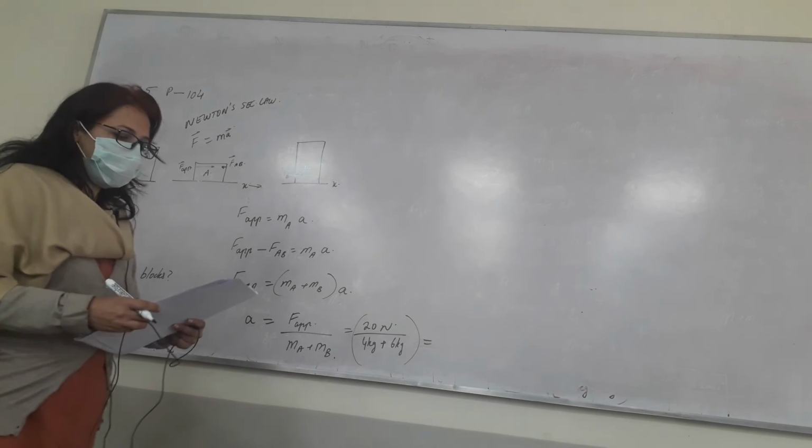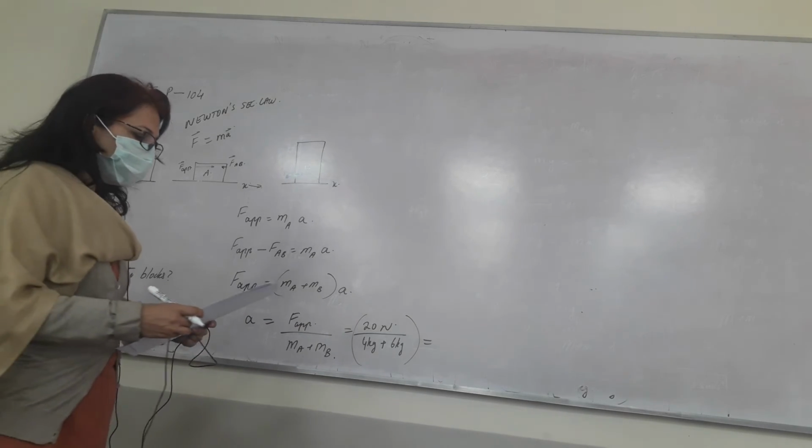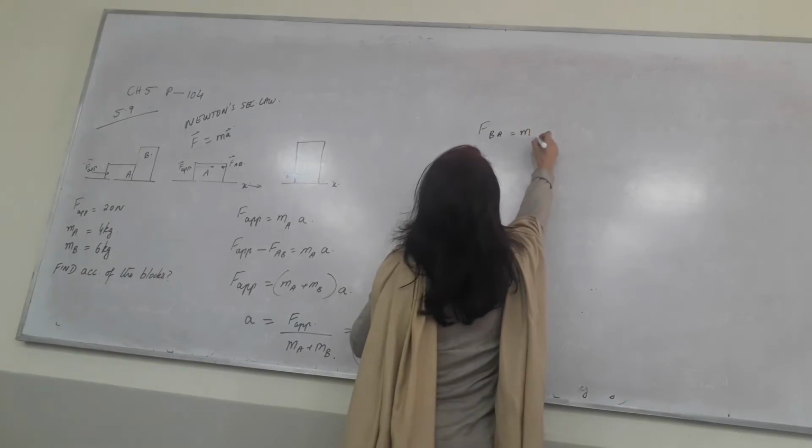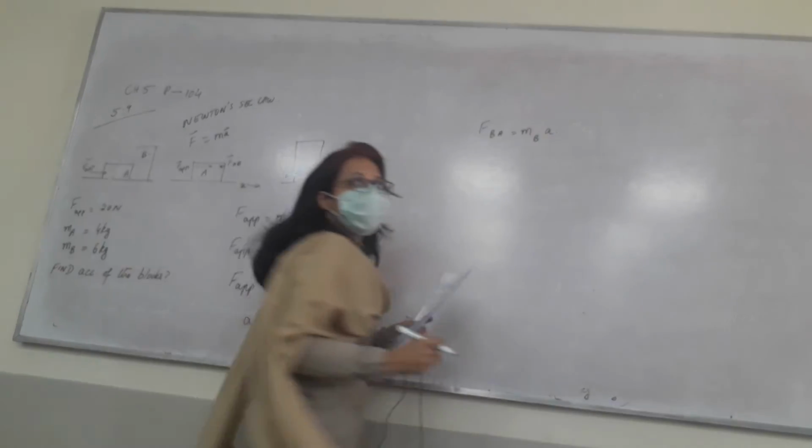Right. Now if we want to find the force F_BA on block B, then we can use the equation F_BA is equal to M_B multiplied by a.